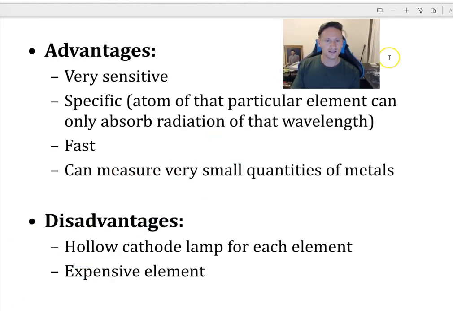So the advantages and disadvantages of AAS. Number one advantage, very sensitive, so you can detect small amounts of a metal in a sample. It's very specific, so we can change the cathode lamp for the element to be tested. It's fast, you get the readout in seconds, and it can measure small quantities of metals. Disadvantages: expensive hollow cathode lamp, and you need to store all of them, and the cost.